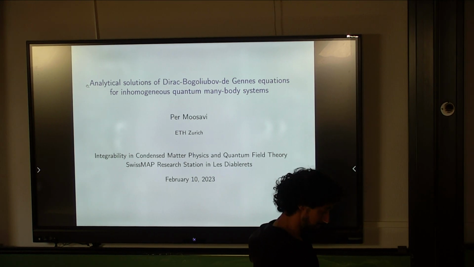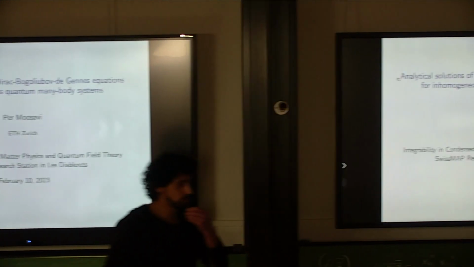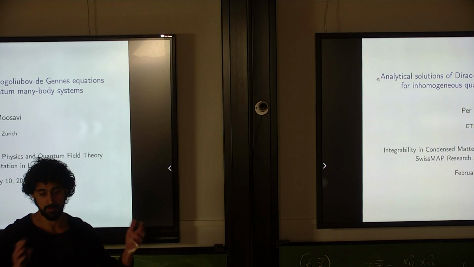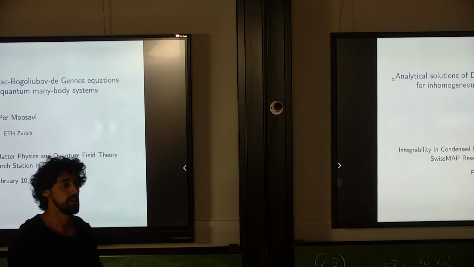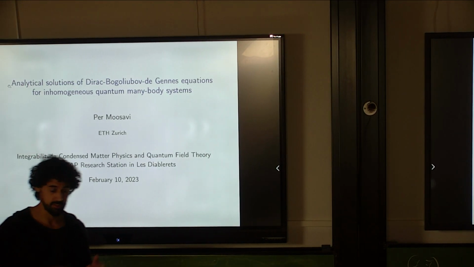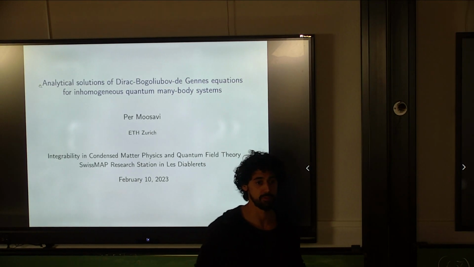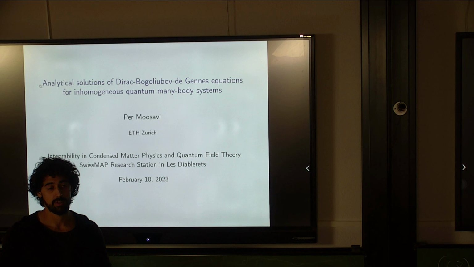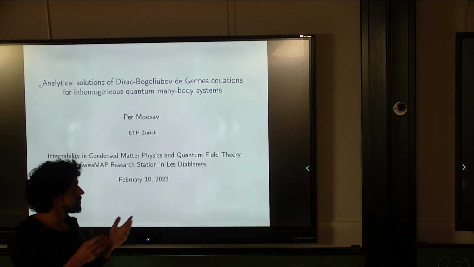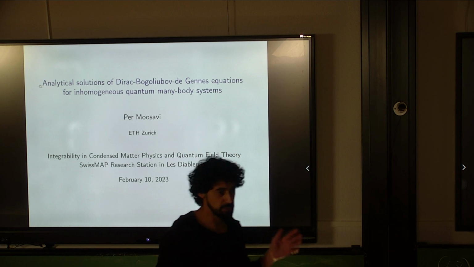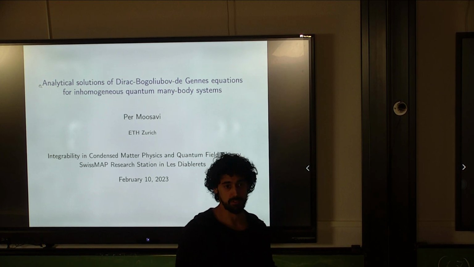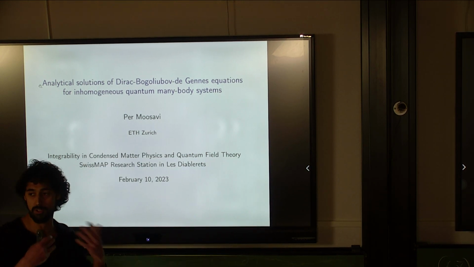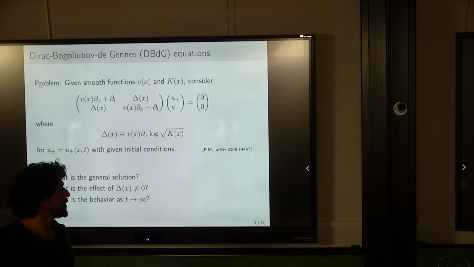I guess I picked a bit of a long title, but the topic will be, following on from the previous talk, remaining on condensed matter applications, but revisiting topics that have appeared during the previous days. It will be about analytical solutions, trying to study quantum many-body systems that are inhomogeneous, and to study them in a non-equilibrium situation. And what we will see is that a particular equation appears, the Bogoliubov-de Gennes equations, which is what I try to solve.